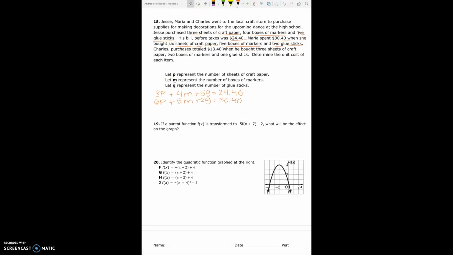Charles purchased a total of $13.40. He bought 3 sheets of craft paper, so 3P, 2 boxes of markers, and 1 glue stick. Now that I have this set up, it says determine the unit cost of each item.